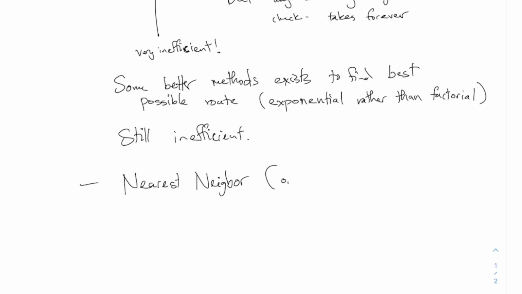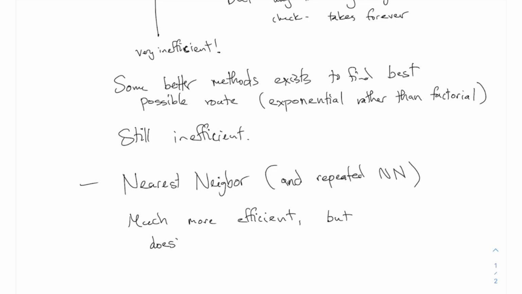And we also have what I call the repeated nearest neighbor. This is what we did last time. And I will say this is much more efficient. You could easily do an example of this by hand for say 10 vertices, which would be totally impossible to do with the brute force. Much more efficient. The problem with this is, it doesn't always give you the best route.